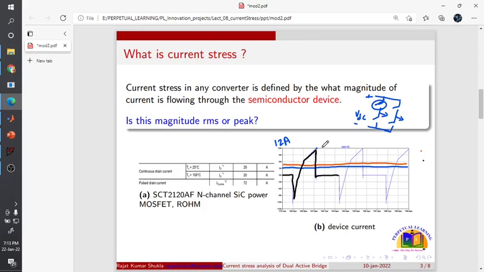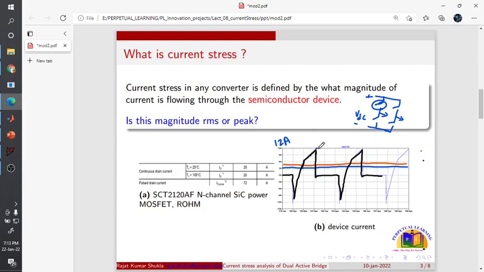I will tell you what the extended phase shift modulation technique is, but before that I want to explain the current stress here. The waveform looks like this, in blue, as you can see on the monitor. Which point do I have to take for the current stress? This is one of the questions. Usually current stress is defined from the RMS value of the device. So why is it so important?